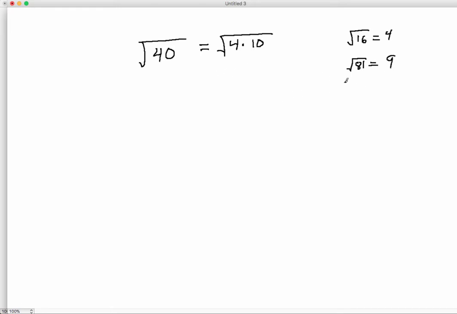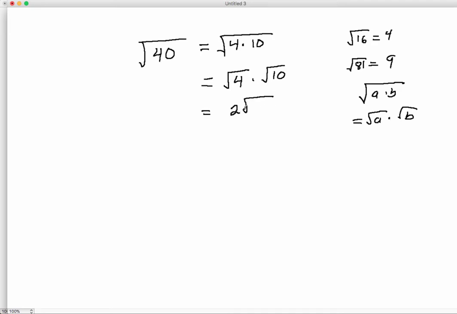Once I've done that, I can use a very cool property of square roots that says if you have the square root of a times b, then that's equal to the square root of a times the square root of b. We'll apply that here, and that gets me the square root of 4 times the square root of 10. The square root of 4 is equal to 2. The square root of 10, we're just going to leave alone. That's just going to stay as a square root.